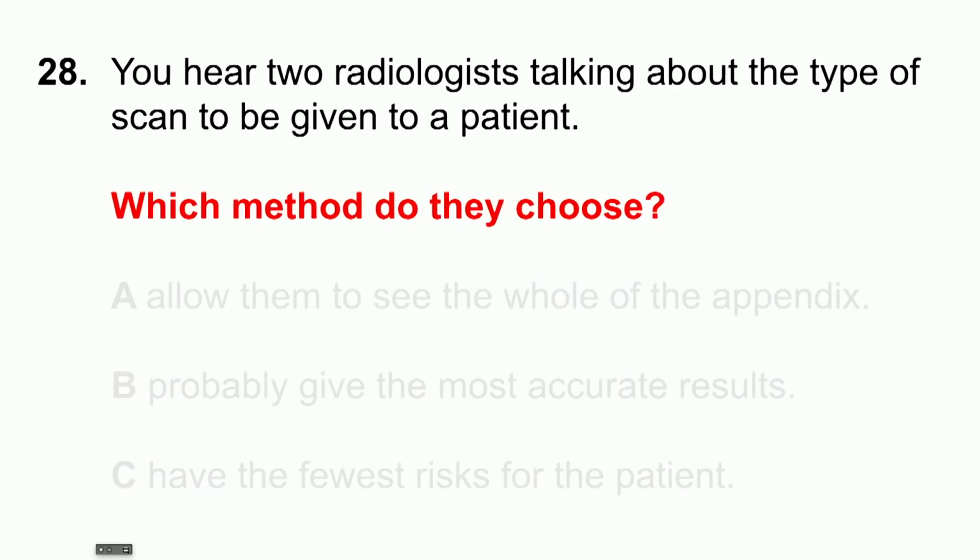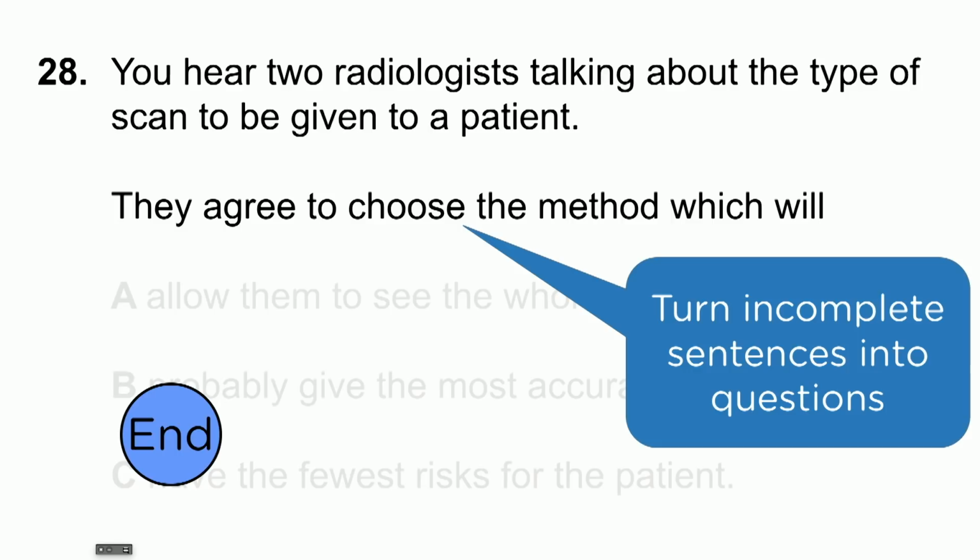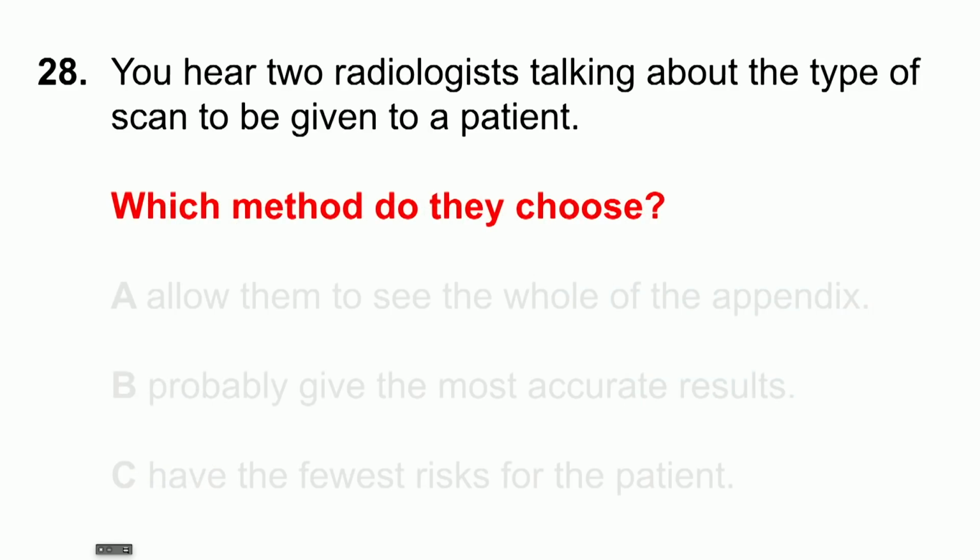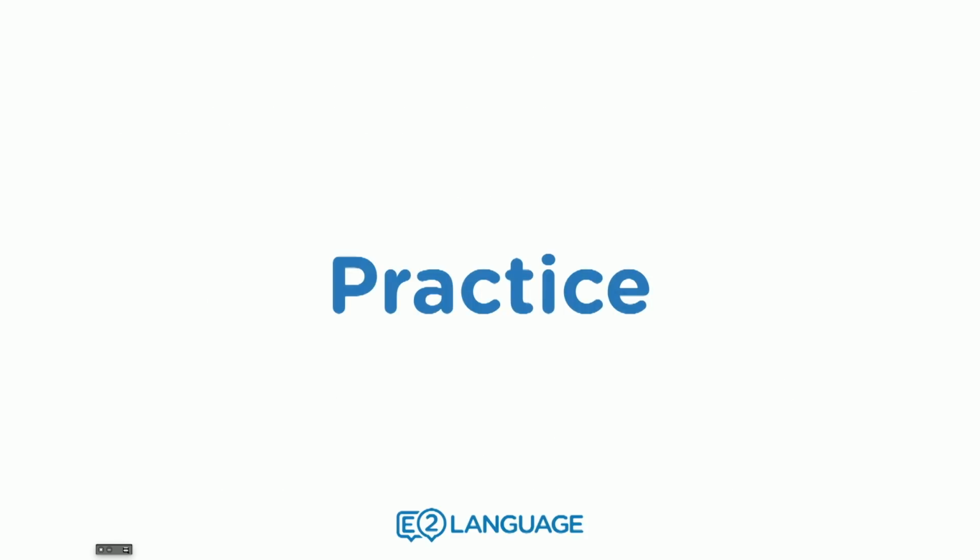Okay, for example, which method do they choose? Which method? So you would look at this, they agree to choose the method which will, forget the answer options, which method do they choose? Okay, all right, cool, I've given you enough methodology practice there. Let's put it into practice.